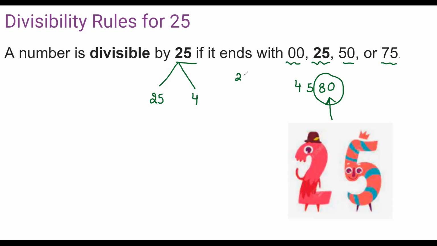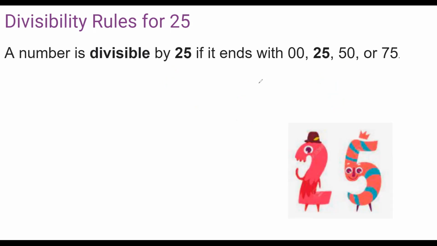If you see the 25 table, it alternates: 25, 50, 75, 100, and then it repeats, 125. That's how I have generalized. If it is 00, 25, 50 or 75, it will always be divisible by 25. So what do you have to do? The rule says if the last 2 digits of a very big number, any big number you write, end with 00, 25, 50 or 75, it must be divisible by 25.